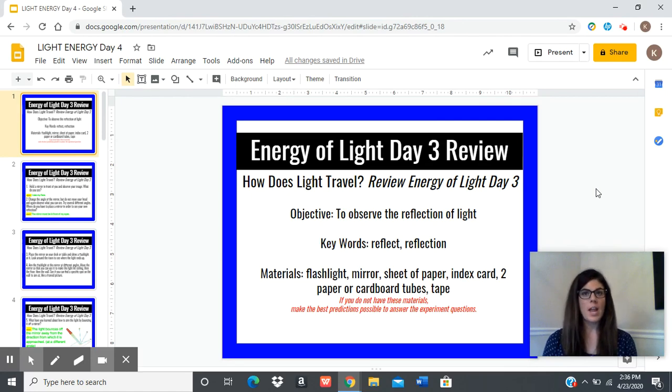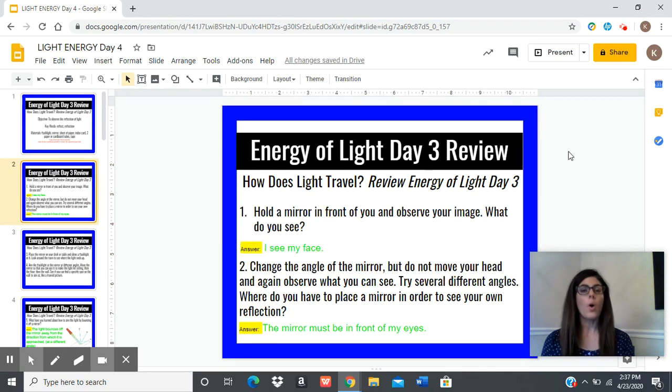We are going to start today with a review of yesterday's lesson. Again, the objective for yesterday was to observe the reflection of light. Keywords were reflect and reflection, and materials were the flashlight, mirror, sheet of paper, index card, and 2 paper or cardboard tubes, and tape if you need it for your paper tube.